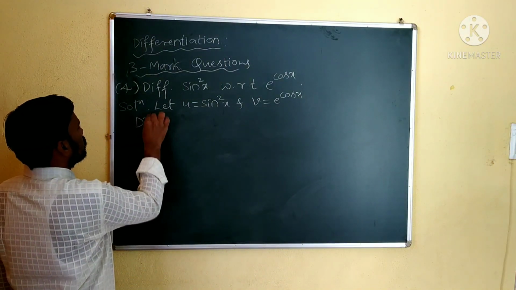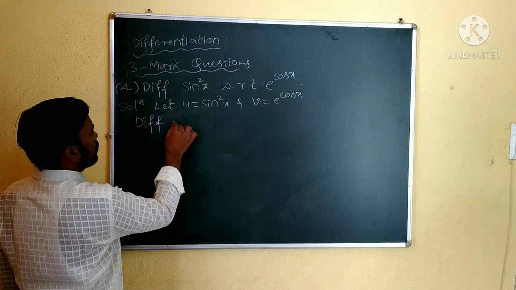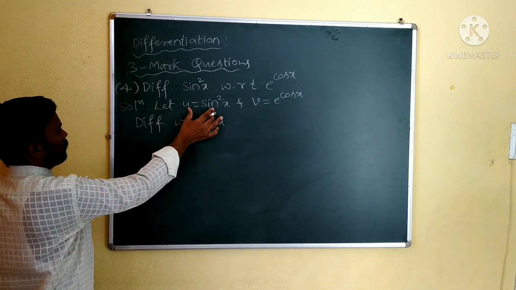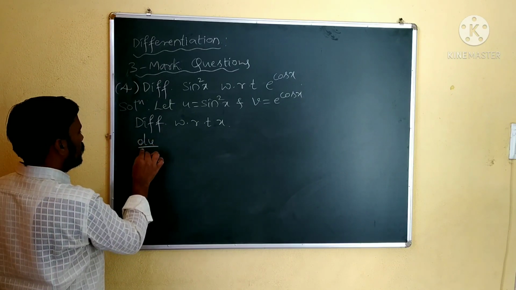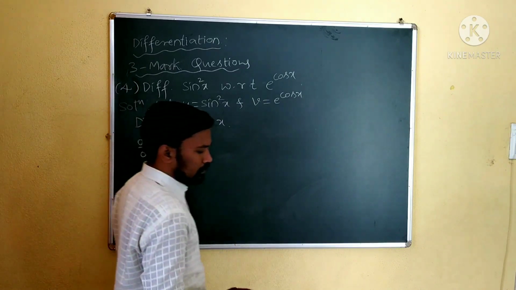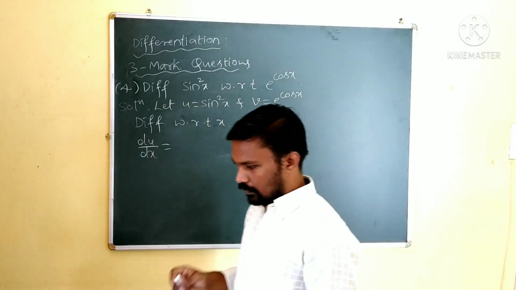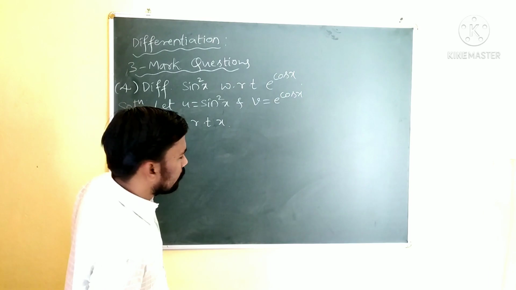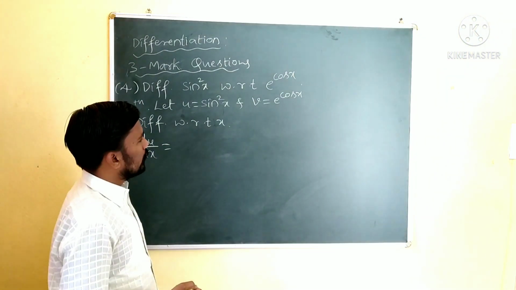Differentiating both the equations with respect to x. So derivative of u, take the first equation. Derivative of u with respect to x is du by dx. And derivative of sin square x. Sin square x is not a standard function. You know the derivative of sin x. Derivative of sin x is cos x. Derivative of cos x is minus sin x. They are standard functions. You know the derivatives of all 6 trigonometric functions and inverse trigonometric functions.